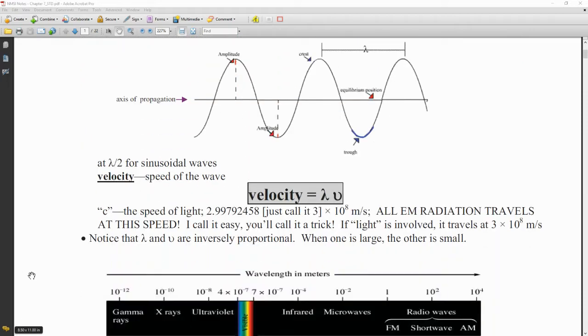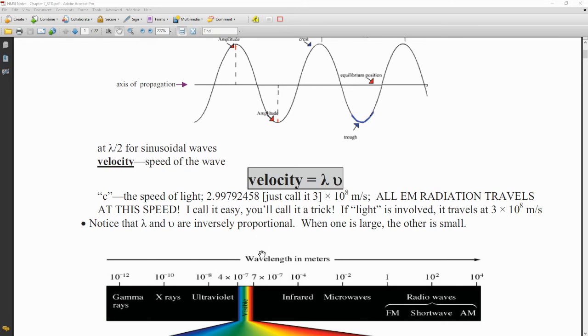We have talked about velocity also. And specifically when we're talking about light, the speed of light is really 3. Let's just round this number here to 3 times 10 to the 8 meters per second. And all electromagnetic radiation travels at that speed. As long as it's going through the same medium or like a vacuum or something like that, it is going to be that 3 times 10 to the 8 meters per second.